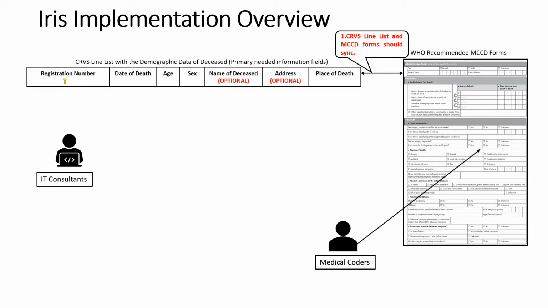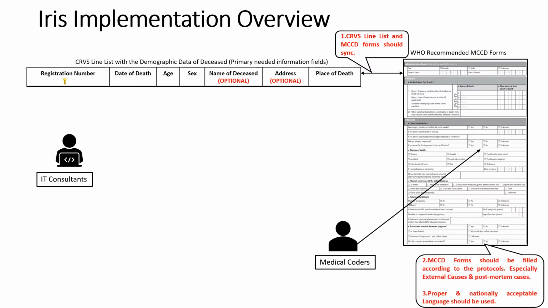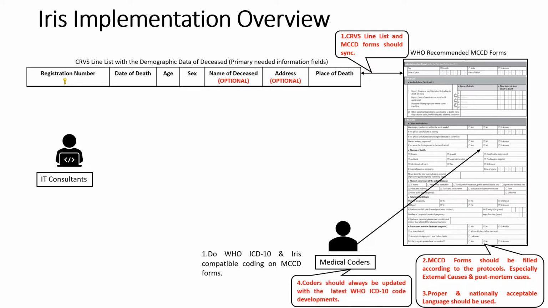The medical coders start manually coding the MCCD forms. It is important that the forms are filled properly using uniformly accepted language. The medical coders are responsible for doing the WHO ICD-10 and IRIS compatible coding on the MCCD forms. For that, the coder should have updated knowledge about the developments in the WHO ICD-10 codes.